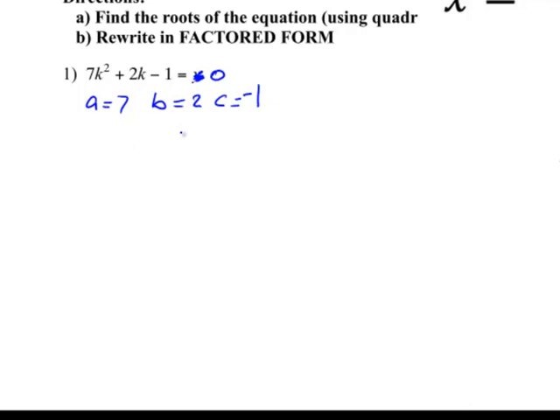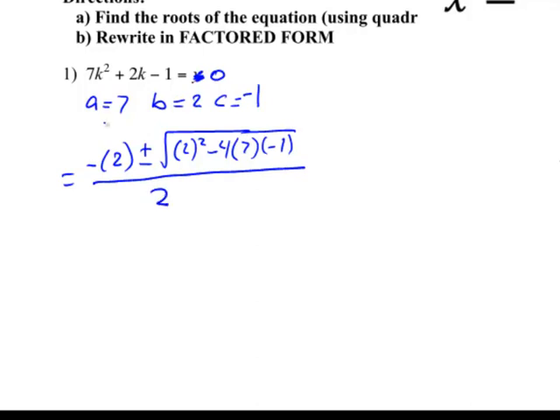So now what you want to do is just plug those numbers into the quadratic formula. To do that, I'm going to put everything into parentheses. This saves a lot of heartache. So this is going to be -b, so it's negative parentheses 2, plus or minus the square root of b squared, so parentheses 2 squared, minus 4 parentheses 7 parentheses -1, all divided by 2 times a, which is 7.